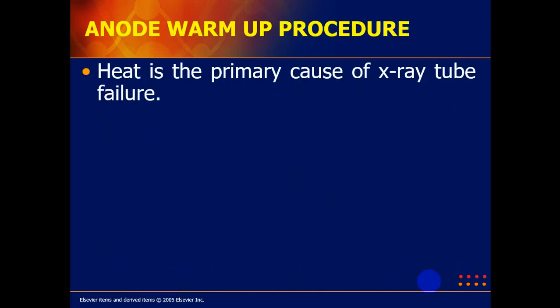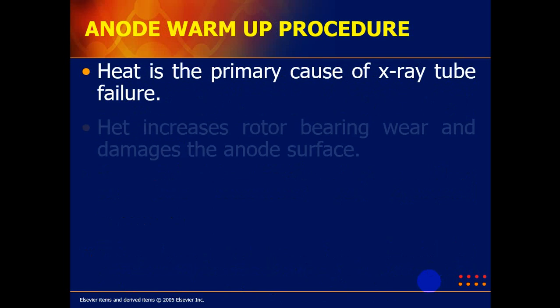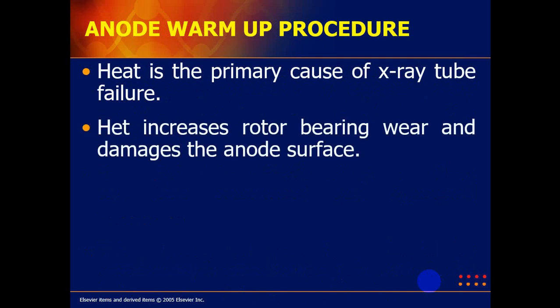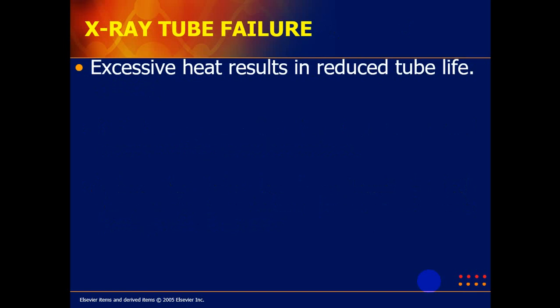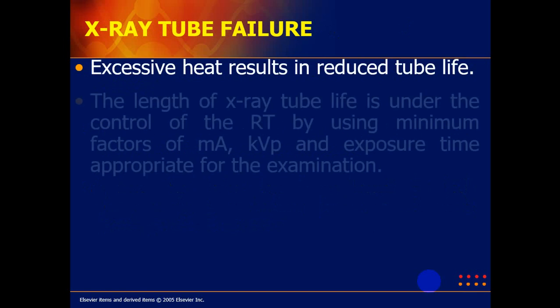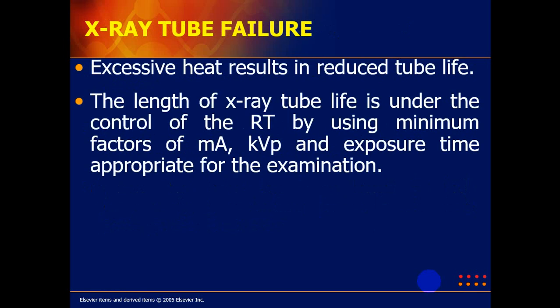Heat is the primary cause of X-ray tube failure. Heat increases rotor bearing wear and damages the anode surface. When the tube bearings begin to fail, they emit a grinding noise, noticeable after every procedure. Excessive heat results in reduced tube life. The length of X-ray tube life is under the control of the rad tech by using minimum factors of mA, kVp, and exposure time appropriate for the examination.